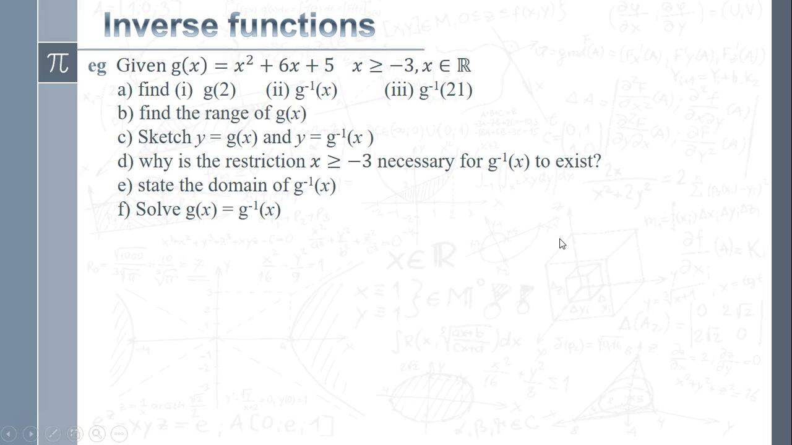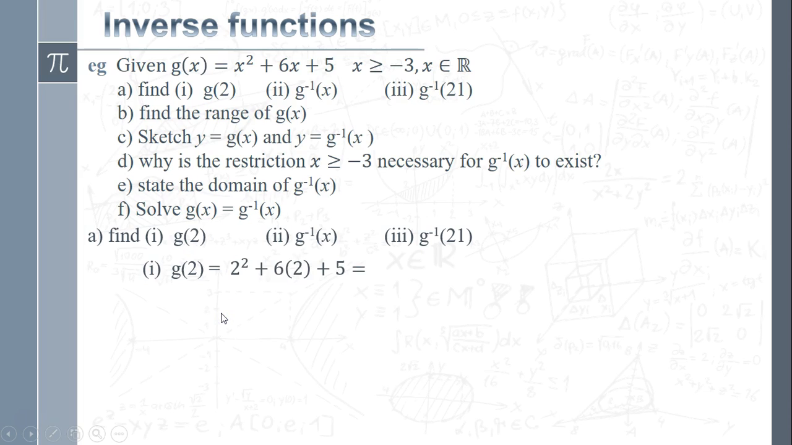So here we go. Let's start off with part A, which is just a case of finding some values. So we're saying g of 2, so all we've got to do is put 2 into our function. That gives me 2 squared plus 6 times 2 plus 5, and we get 21. Fairly simple and straightforward.